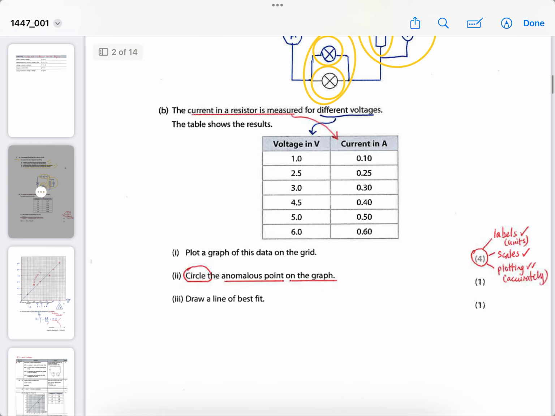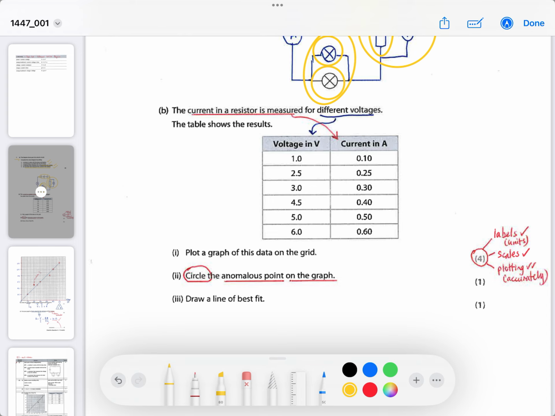It then says the current in a resistor is measured for different voltages. You can see the readings that are taken, and then they want you to plot the data. So they're giving you 4 marks for plotting. Now for getting all the marks, you need to make sure that you have the labels on the axes exactly as here. So these are the labels you need to put: voltage in volts, current in amps, and it doesn't tell you which way to do them, so they will be the labels. So you need both of those.